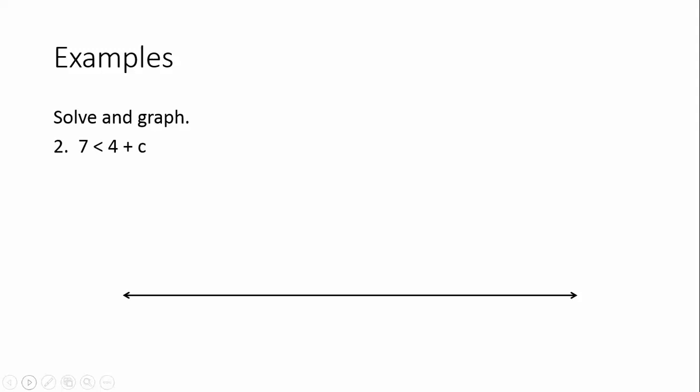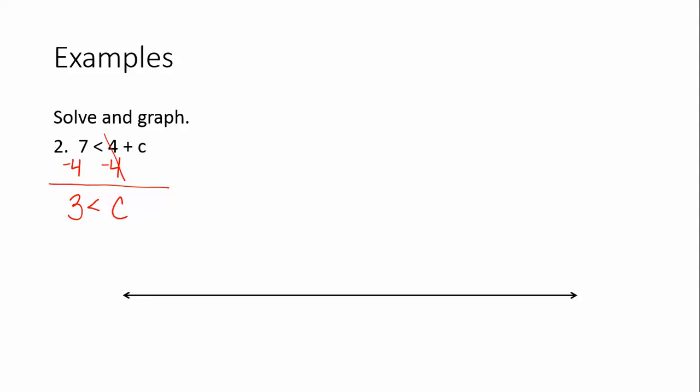Number 2, we have 7 is less than 4 plus c, and we need to get the c by itself. So you see that the 4 is positive, so we want to actually subtract 4 from both sides. And when I say both sides, it's both sides of the inequality. So on the left-hand side, 7 minus 4 is 3. We bring down the less than symbol. And on the right-hand side, the 4's cancel out, and we're left with c.